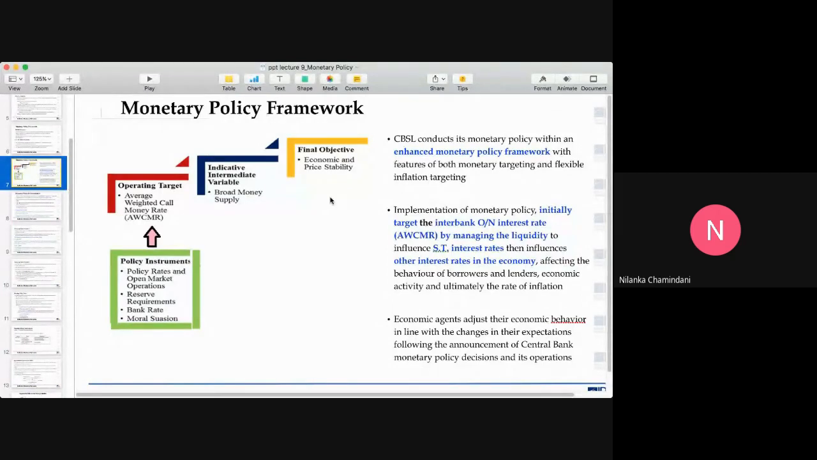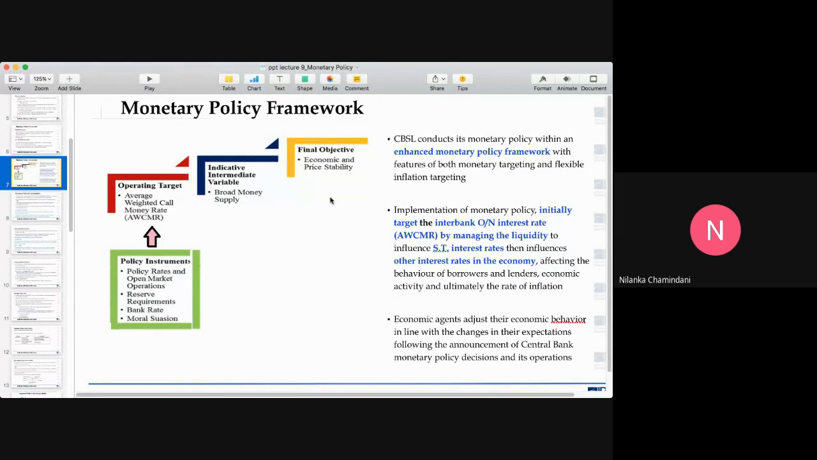Last week I also described how it happens, because in the short-term money markets all the commercial banks are the players. Whatever the interest rates are, they impact commercial bank businesses, and only then are these market rates transmitted to other markets. They are transmitted to the capital market and the loanable funds market. We can see the transmission affecting the behavior of borrowers and lenders, economic activity, and ultimately the rate of inflation. So that is the process.